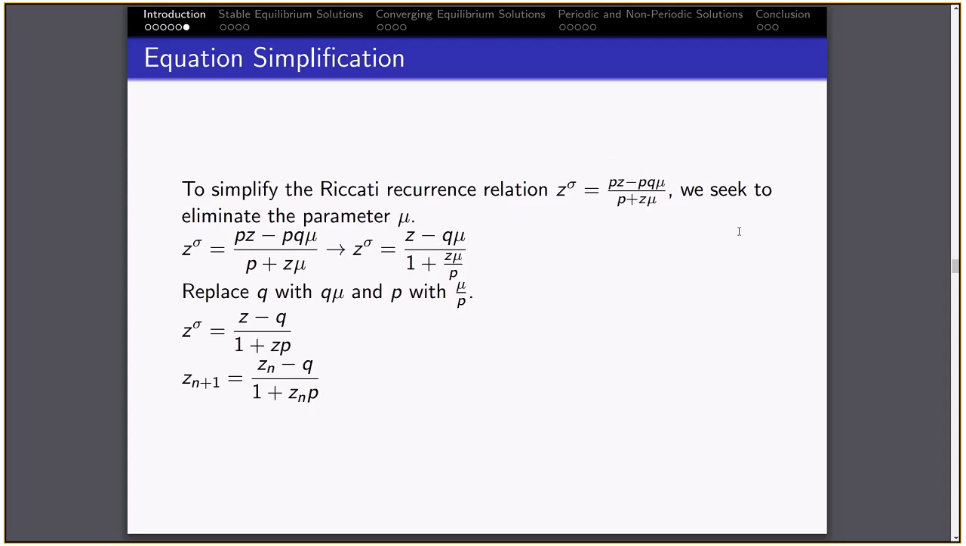So to simplify now, we are going to try and get rid of the parameter mu, because dealing with one less parameter will make things easier down the road. By replacing q with qμ and p with μ/p, we end up with z^σ = (z - q) over (1 + zp). And of course, you can also think of that in sequence form as well: z_{n+1} = (z_n - q) over (1 + z_n p).